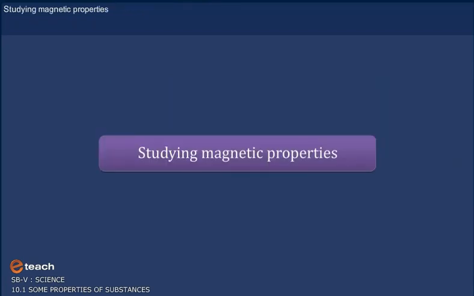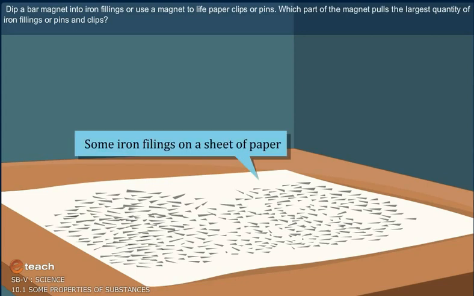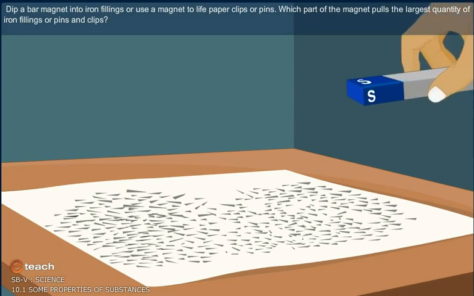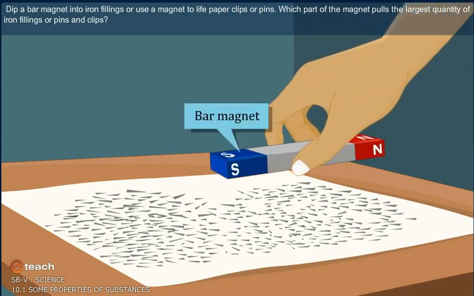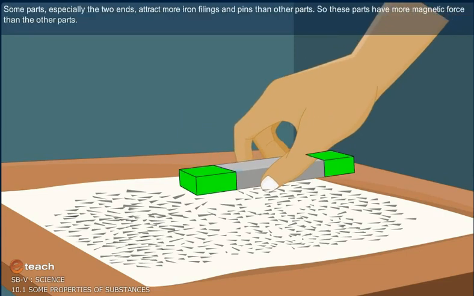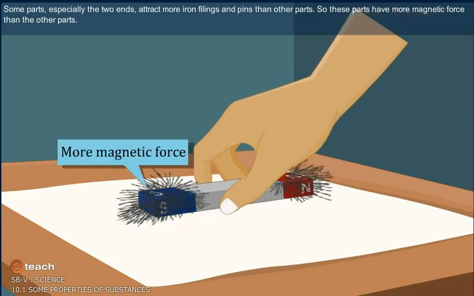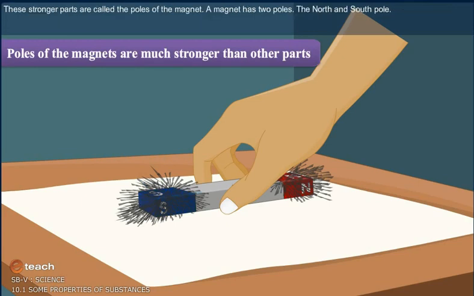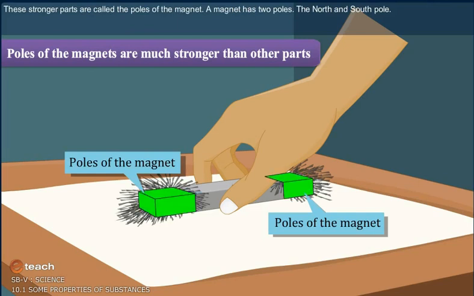Testing magnetic properties. Dip a bar magnet into iron filings, or use a magnet to lift paper clips or pins. Which part of the magnet pulls the largest quantity of iron filings or pins and clips? Some parts, especially the two ends, attract more iron filings and pins than other parts. So, these parts have more magnetic force than the other parts. These stronger parts are called the poles of the magnet. A magnet has two poles, the north and the south pole.